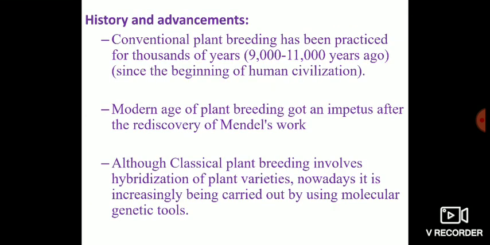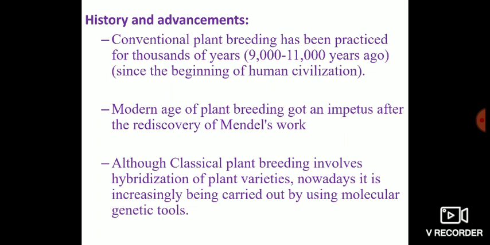Now, something about the history and the advancements that took place in due course of time in the field of plant breeding. Conventional plant breeding has been practiced for thousands of years. It started almost 9,000 to 11,000 years ago, which is considered the dawn of human civilization, the beginning of human civilization. When it started, the science of plant breeding came into existence. Although early humans did not know the concept of fertilization or plant breeding, in one way or the other they selected desired plant types.